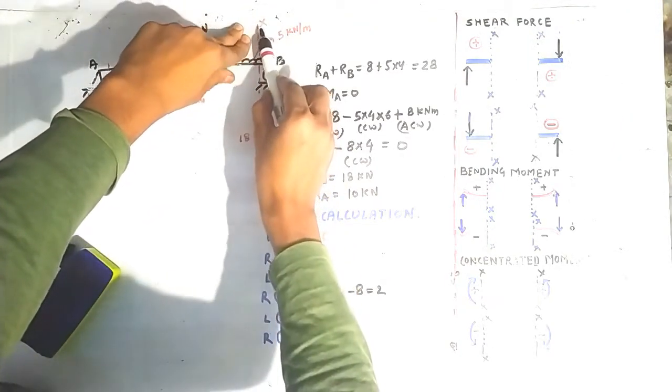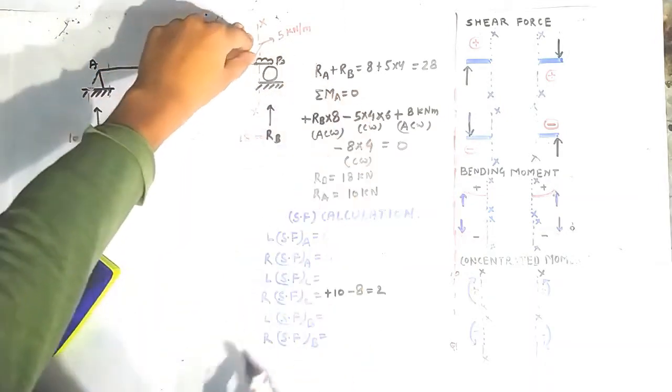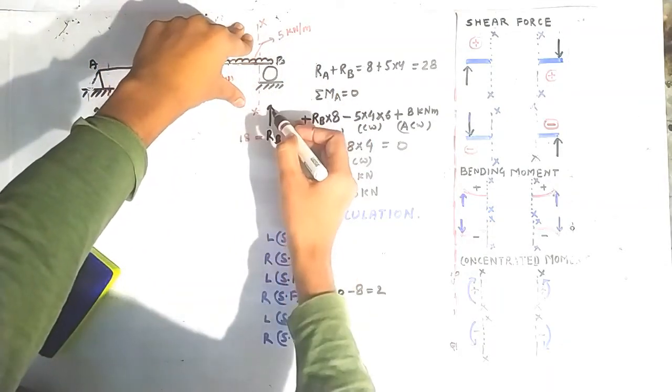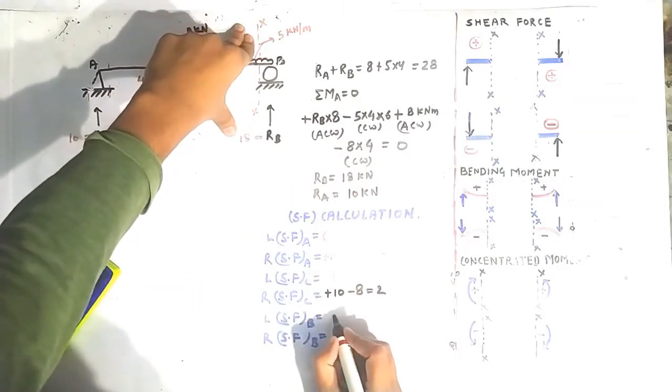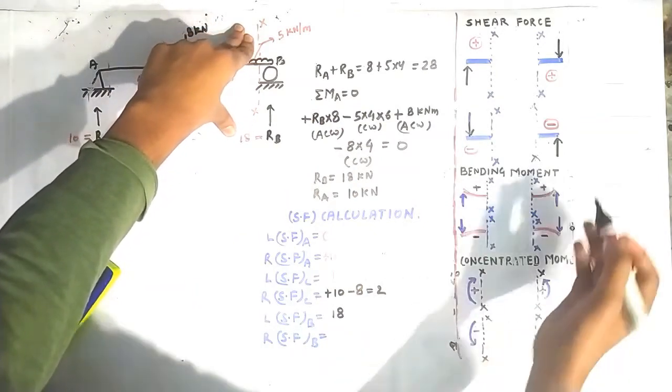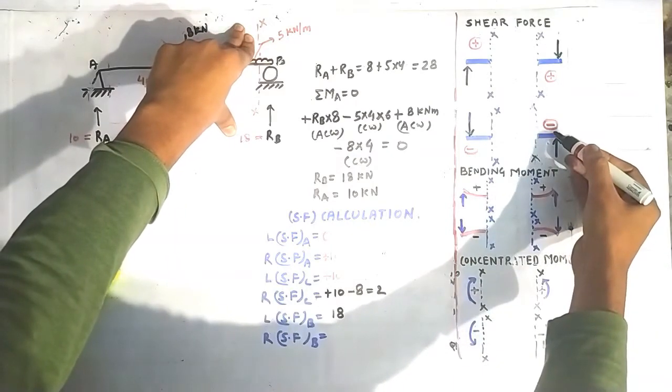Looking on the right side of this section XX, you can see that only this reaction RB accounts for the shear force, and its magnitude is 18 kN. So 18 kN, and it will create a negative shear force using this sign convention.